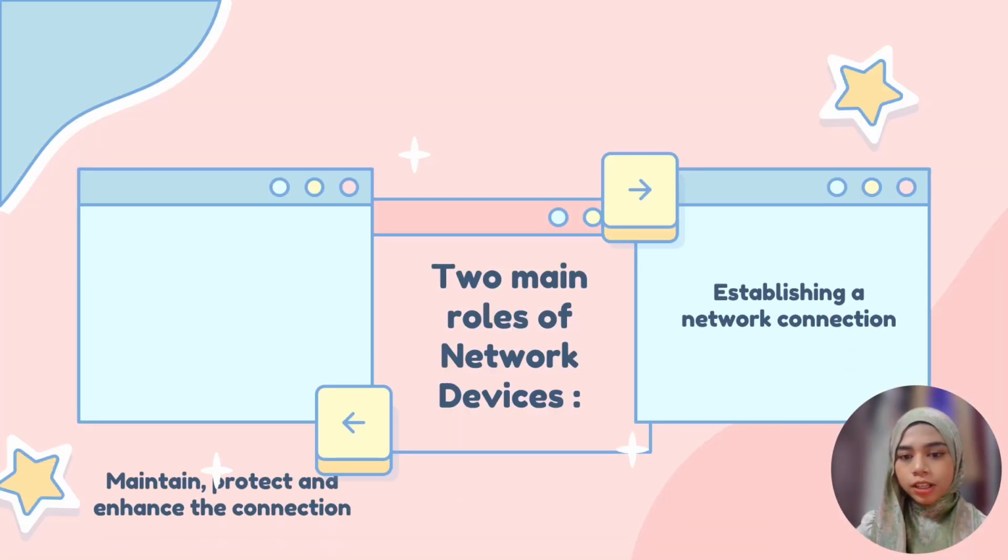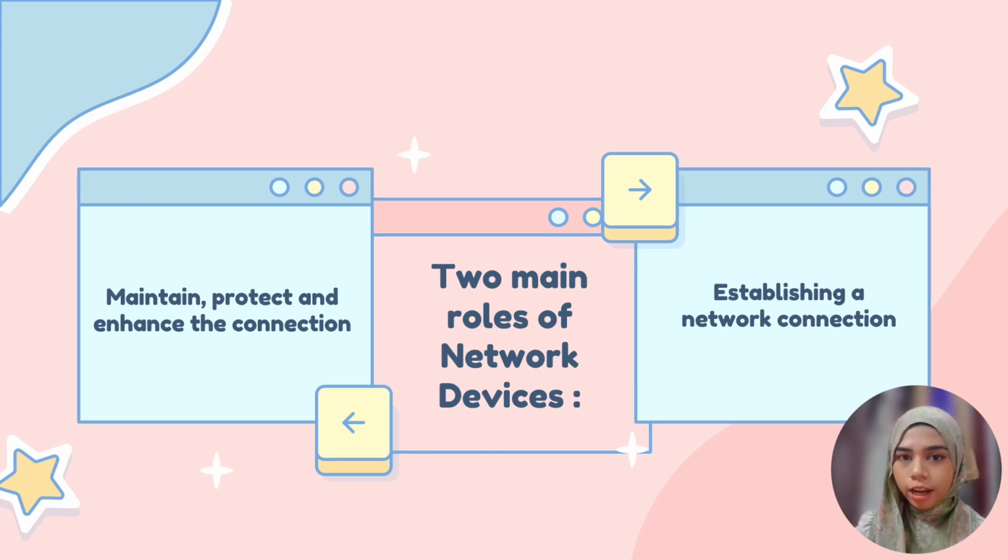between networks. The second point is the main roles of network devices. We have two main roles. The first one is to establish a network connection. Network devices link computers, printers, and servers to a network so that they can send and receive data. The second main role of network devices is to maintain, protect, and enhance the connection that it has built earlier. These are done so that the data transferring can be done more quickly and efficiently.